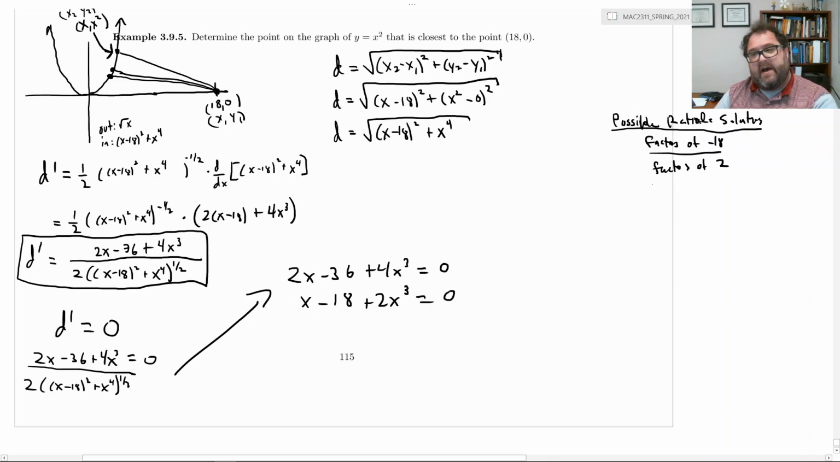Of course, factors of 18 are plus or minus 1, plus or minus 2, plus or minus 3, plus or minus 6, plus or minus 9, plus or minus 18. And then you have all of those divided by 2, so that gives you plus or minus 1/2, 1 over 2. 2 over 2 is 1, we already have that. Plus or minus 3/2, plus or minus 6 over 2 is 3, we already got that. Plus or minus 9/2, and then 18 over 2, that's 9, we already have that. So that's our possible rational roots.